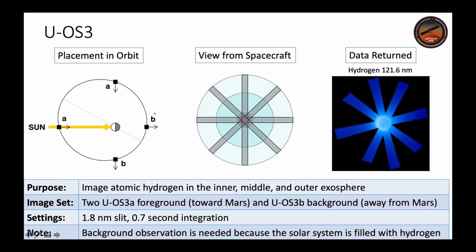These are these B-type observations. So the A-type observations are looking at Mars from either dawn or dusk terminator and the subsolar point. The background observations are necessary because there's hydrogen everywhere in the universe, and we're trying to separate out the hydrogen from Mars. So we need to look away from the planet along the same line of sight in order to do that, and then we do a background subtraction. So be aware of that if you're going to work with this data set.